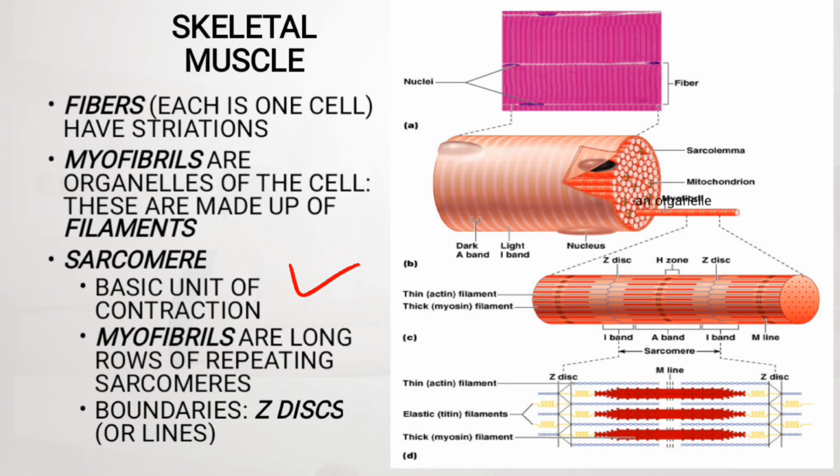So there is a thin and a thick filament, so the actin and myosin filament, which has the H zone. We have the Z discs, and we have the A bands, the I bands, and the M line. So that's about the skeletal muscle.